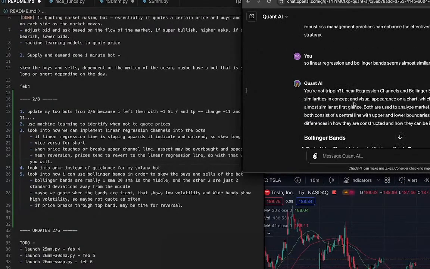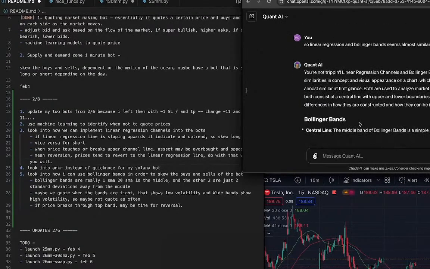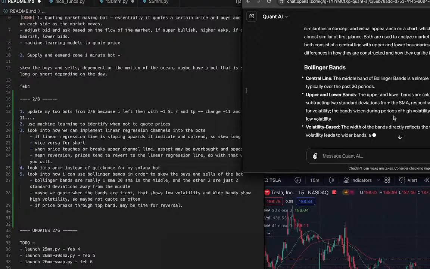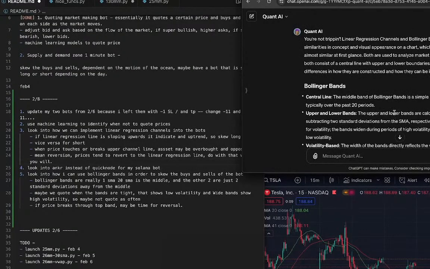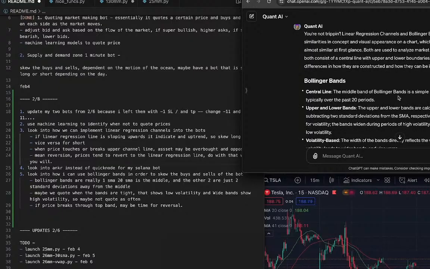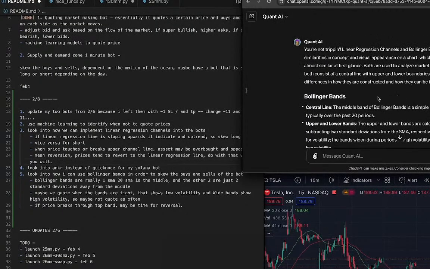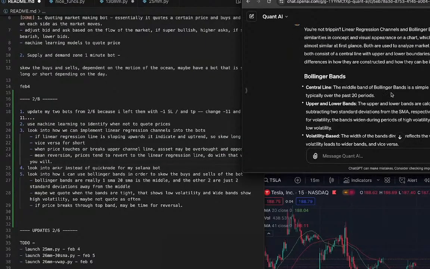You're not tripping. Linear regression line and Bollinger Bands do share some similarities in concept and visual appearance, which might lead to them seeming almost similar at first glance. Both are used to analyze market trends and volatility. They both consist of a central line with upper and lower boundaries. However, there are key differences in how they are constructed and how they can be interpreted.